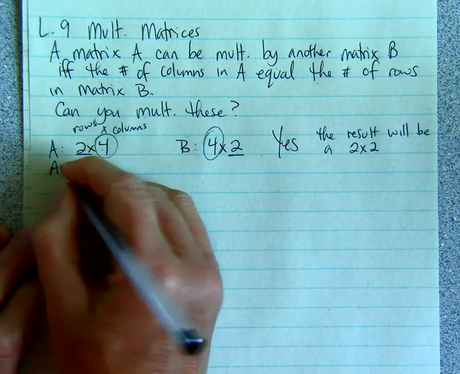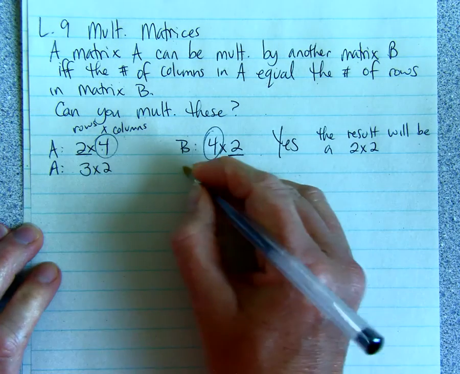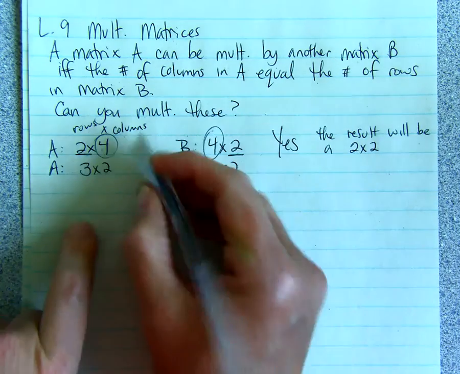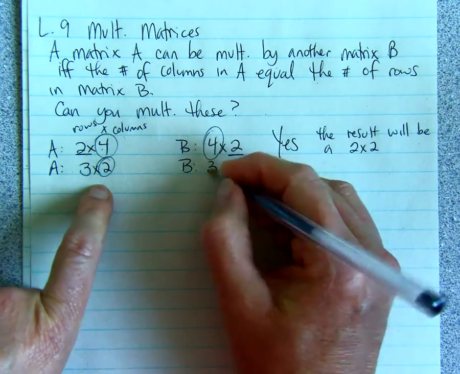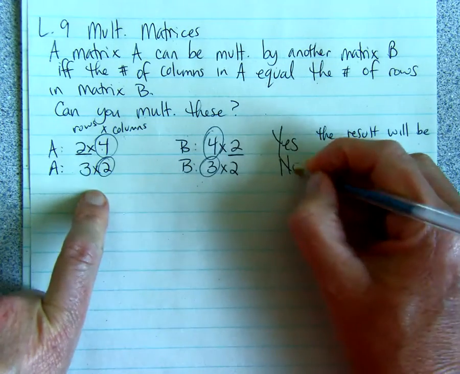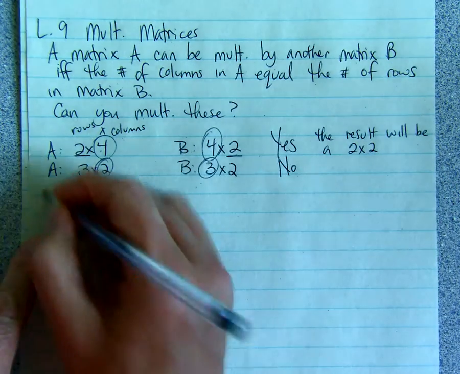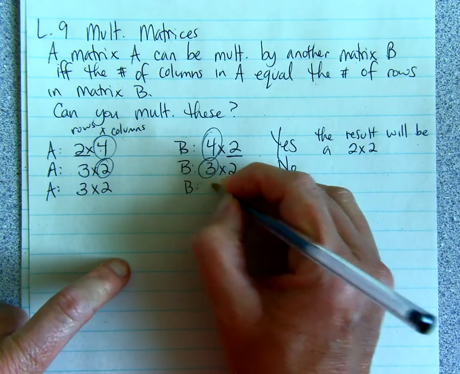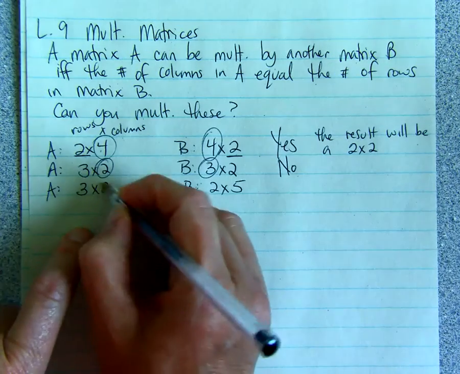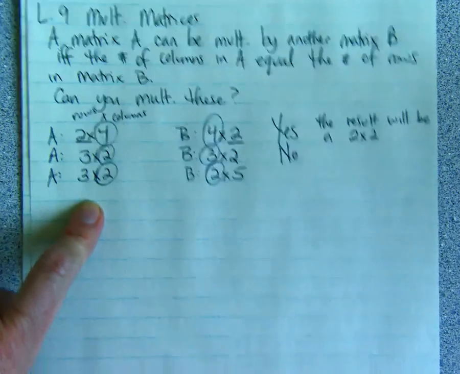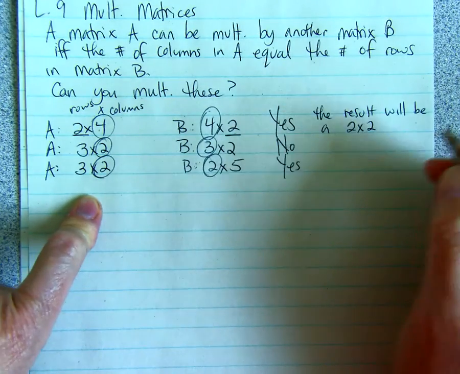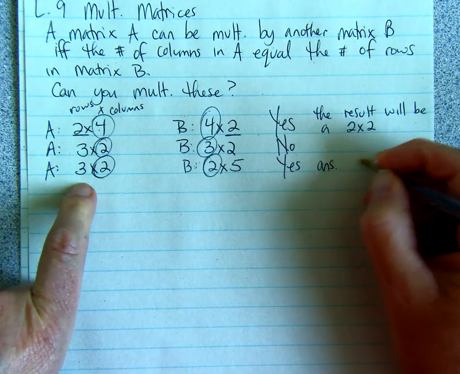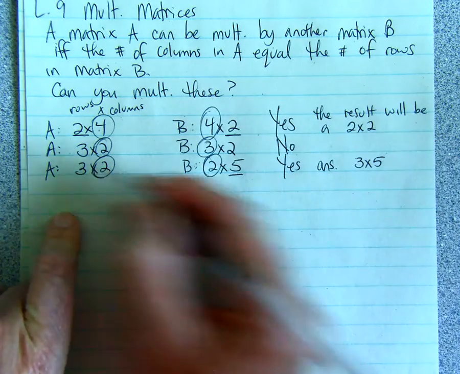How about these two? A is a 3 by 2 and B is a 3 by 2. So we take the number of columns in A, does that equal the number of rows in B? No, we cannot multiply these two. How about these two, a 3 by 2 and a 2 by 5? The number of columns in A matches the number of rows in B, so yes. And the answer of the multiplication problem will be a 3 by 5, and you get those numbers right here.